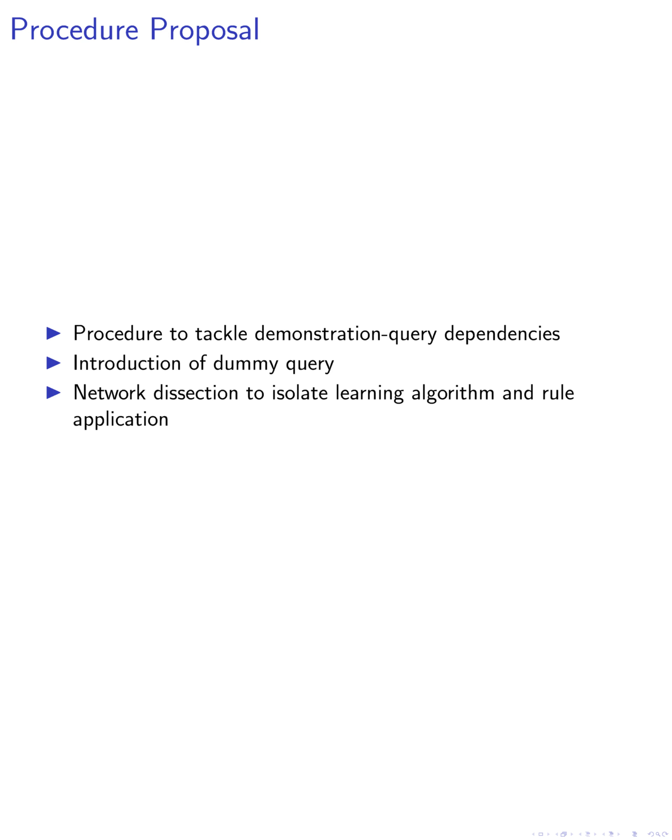We propose a procedure to tackle the challenges of dependencies between the demonstrations and the query. By introducing a dummy query and patching the task vector in the forward pass of the transformer, we maintain the high accuracy of ICL. We also dissect the network to eliminate undesired information flow and isolate the components of the learning algorithm and rule application in the forward pass. This modification allows us to validate our proposed mechanism.